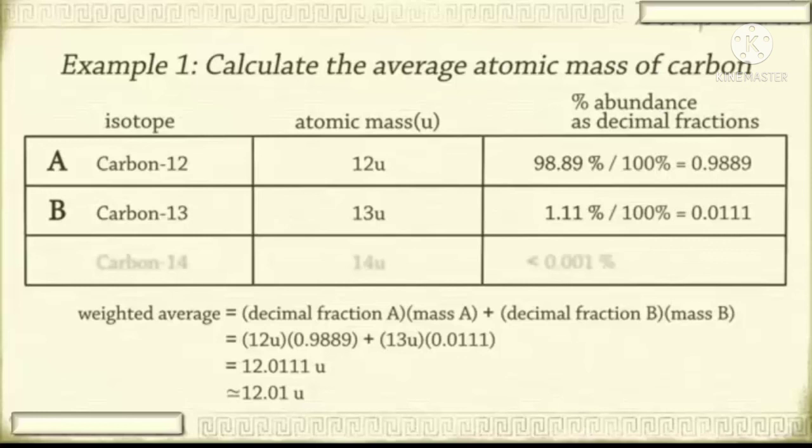That should be close to what you see on your periodic table. Does this answer make sense to you? Remember, most of the carbon on Earth is carbon-12, and only a little bit of it is carbon-13, so the weighted average should be really close to the atomic mass of carbon-12. And it is, just a tiny bit more than 12U, due to the little bit of carbon-13 which is heavier.